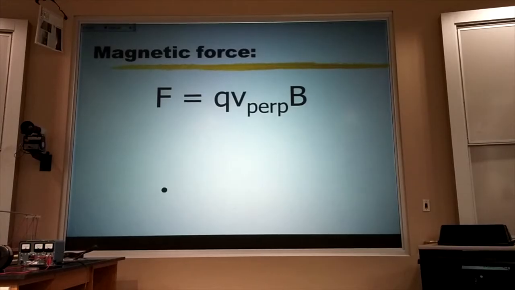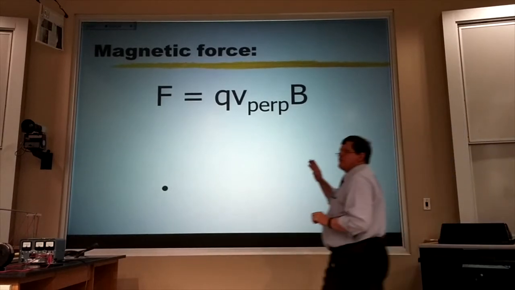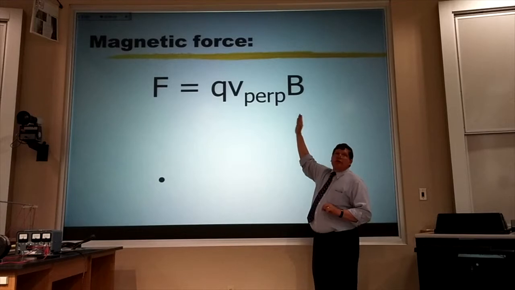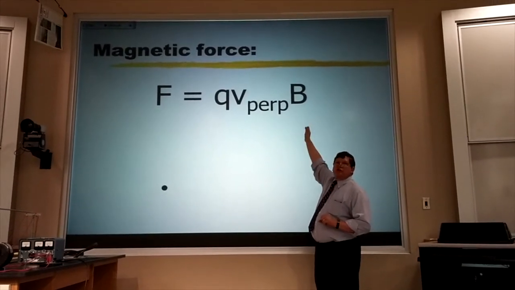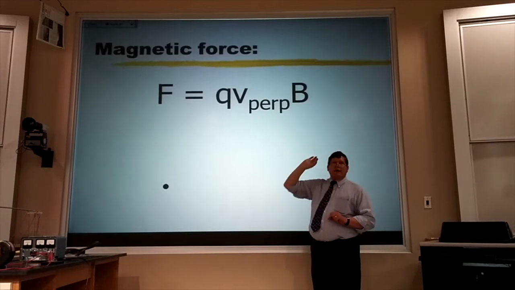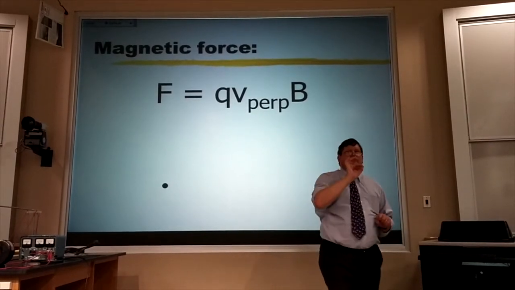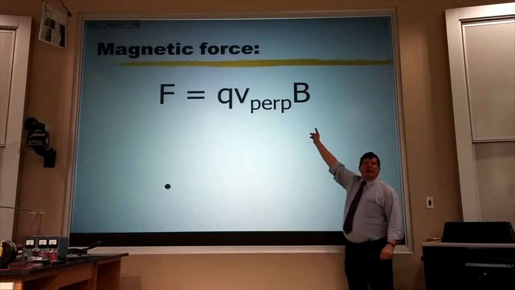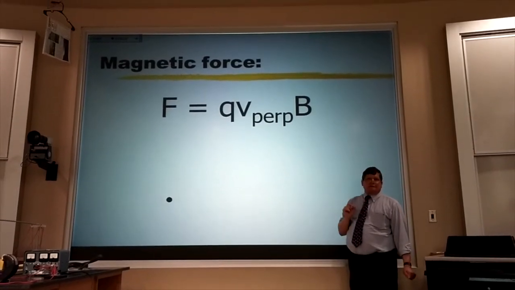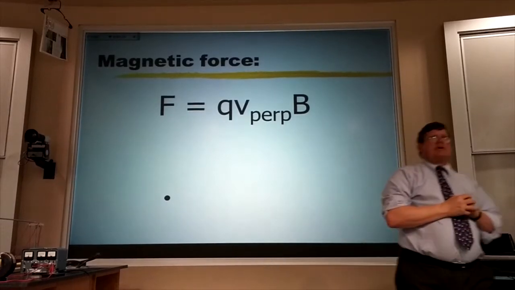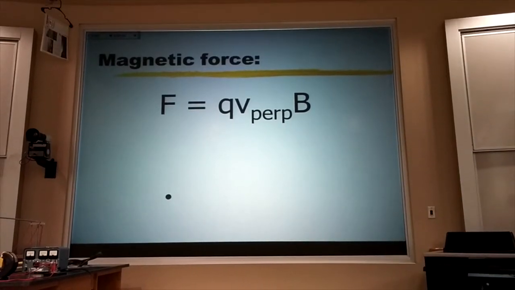We found last day that this magnetic force has a magnitude proportional to the charge, the part of the velocity perpendicular to the B field, and the strength of the B field. And we can make the constant of proportionality 1 if we express the magnetic field in units of Tesla. And that's what we do. Those will be the official units of the magnetic field.